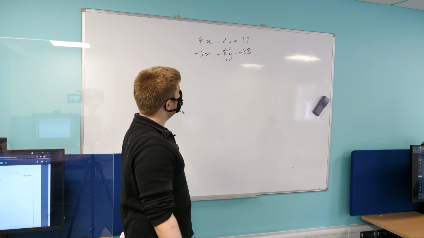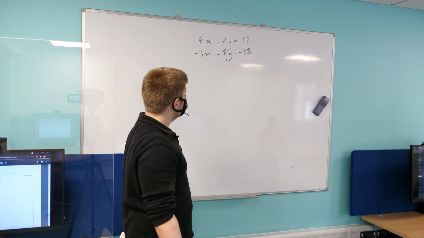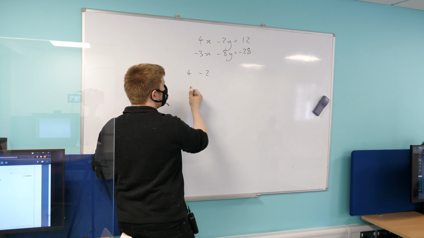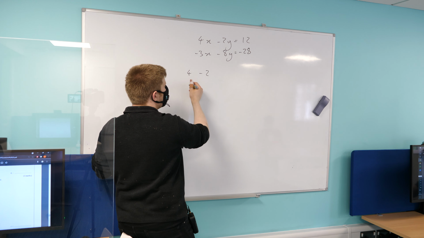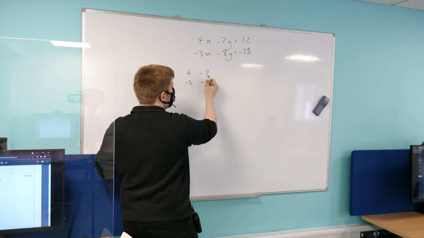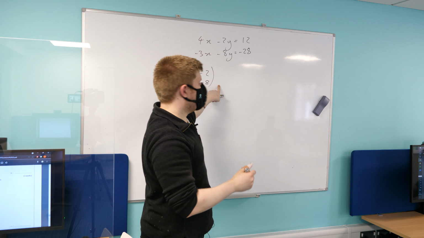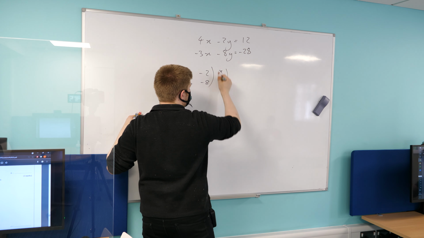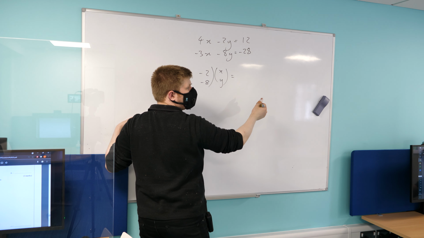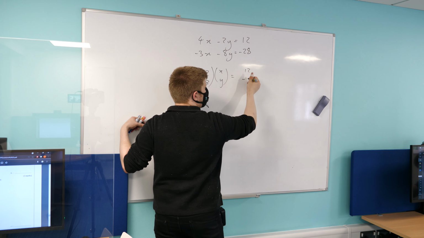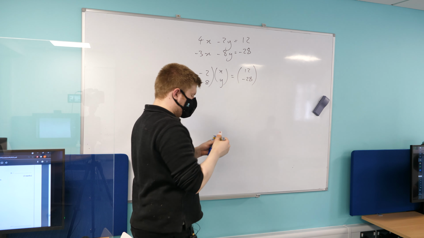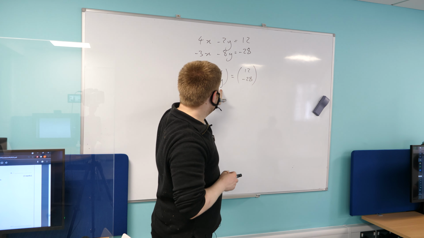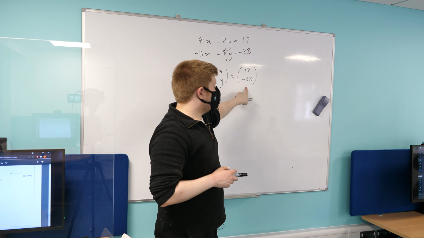First one is 4, minus 2, and then a matrix. Yep. And then the other one is minus 3 and minus 8. Great. So that's one matrix. What goes here? X, Y. Good. My variables. And that's got to be equal to? 12, minus 28. Great. So can you see where all those numbers come from? Right? Coefficients, that's my coefficient matrix. My vector of unknowns, x and y. And my vector of known values.